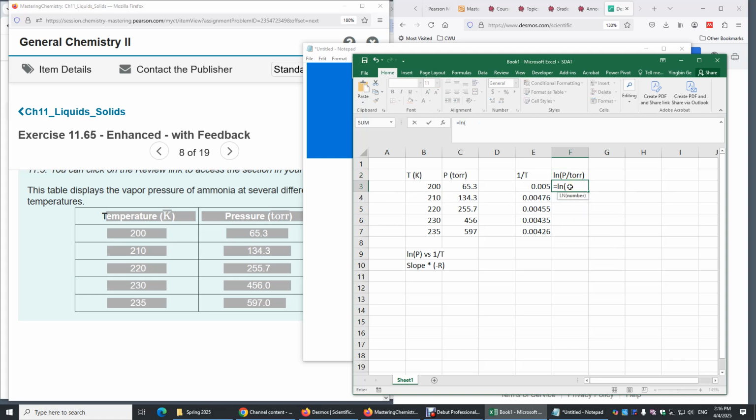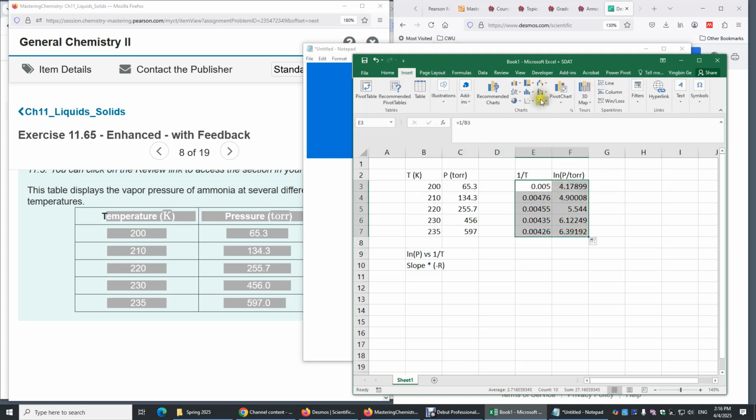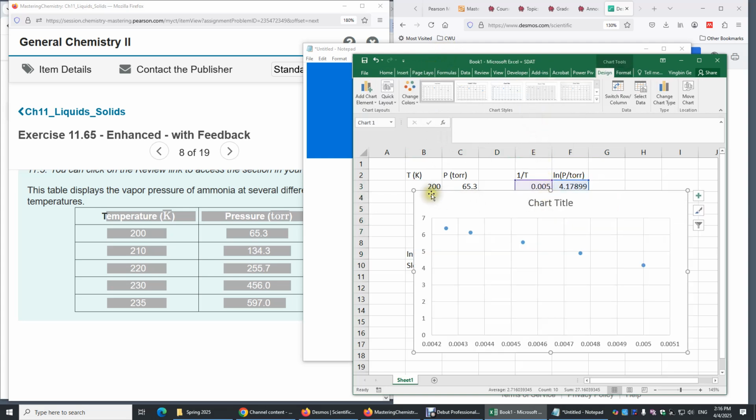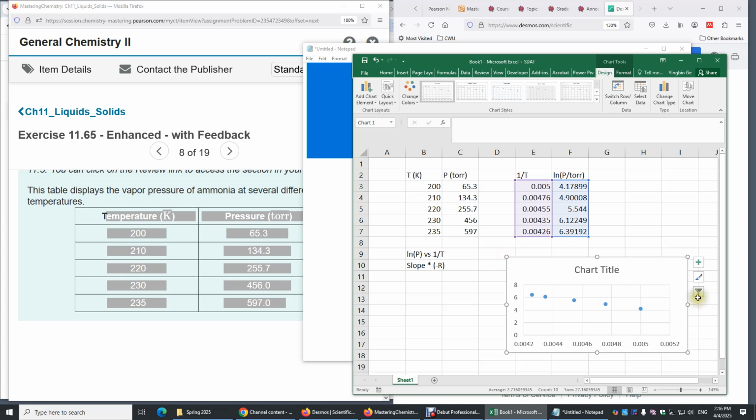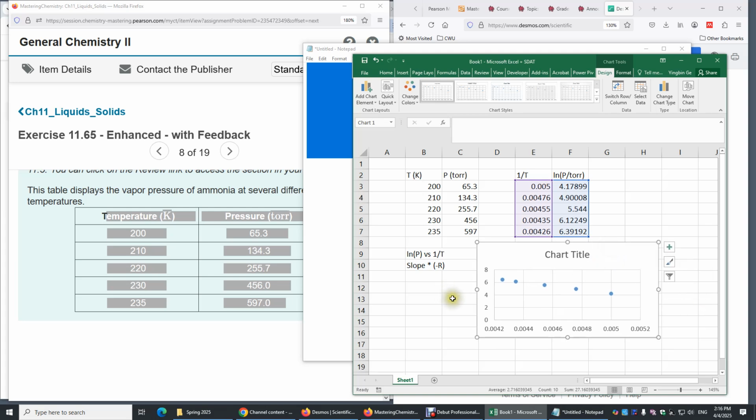Alright, so the natural logarithm of this, and then I will drag this down. Okay, you can see the higher temperature, the higher vapor pressure. So now let's select the data, insert. We plot this. I'm not gonna label the axis because the goal is just to get the slope and then multiply the slope by negative R. So let's determine the slope.